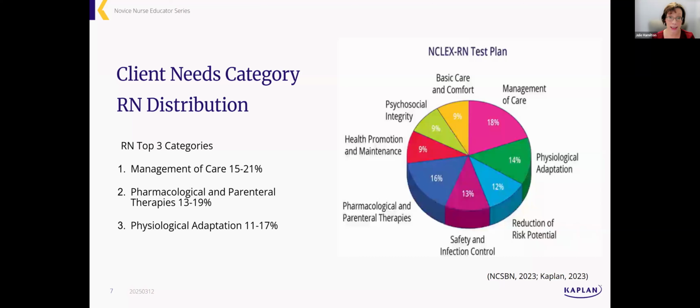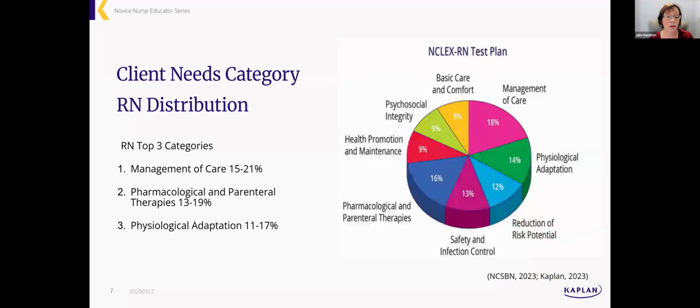The top 3 tested client needs category for RN is going to be management of care. So anywhere from 15 to 21% of the items, the questions students get, is going to be covered with management of care. Now, the pie graph shows that right in the middle, that 18%. Pharm is the second highest category, where it's anywhere from 13 to 19%. And physiological adaptation is anywhere from 11 to 17%. Again, the pie graph shows you that distribution in that middle range.